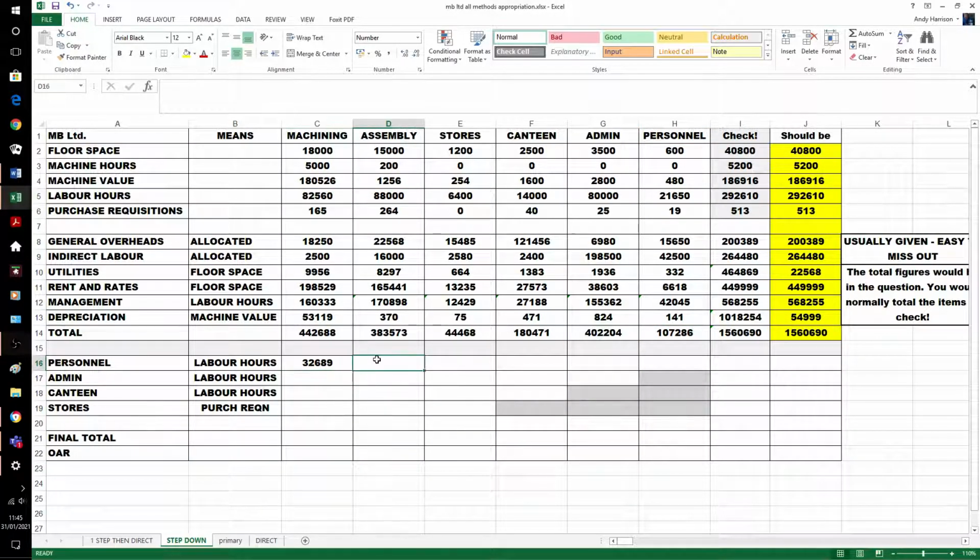So I'll do this one as well. So equals D5 divided by just the 5 departments that we're splitting it between.